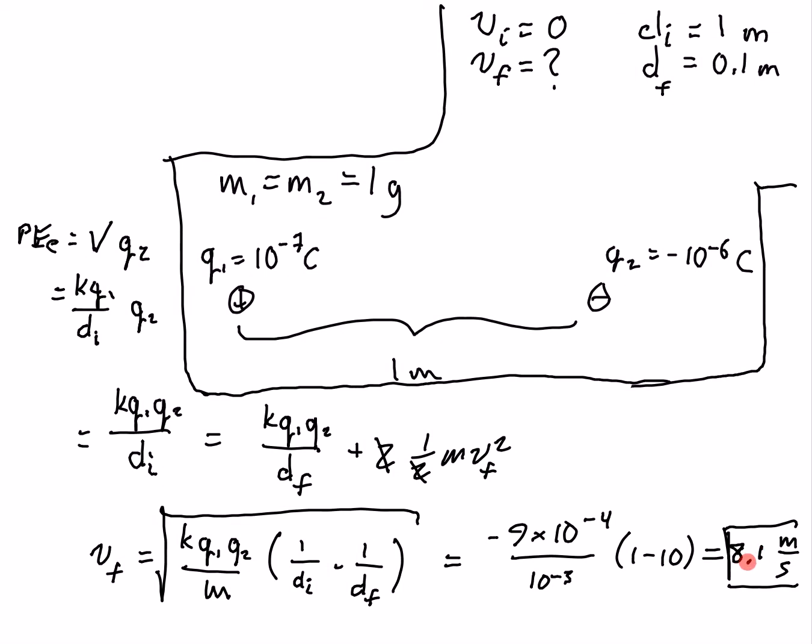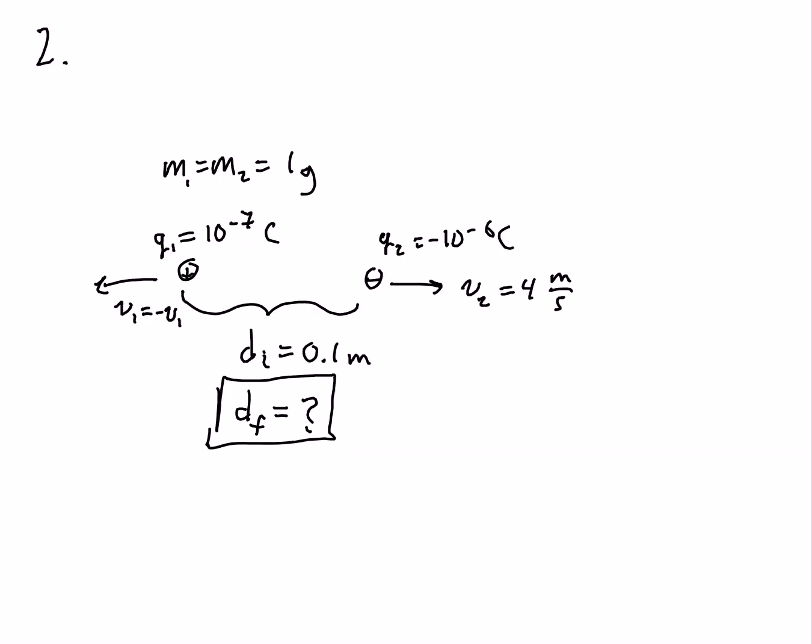Now note that this is the velocity they both acquired as they fell towards each other, because they'll both acquire equal velocities, because they have the same mass and the same force is exerted on each of them due to Newton's second law. So they both are going 8.1 meters per second toward each other.